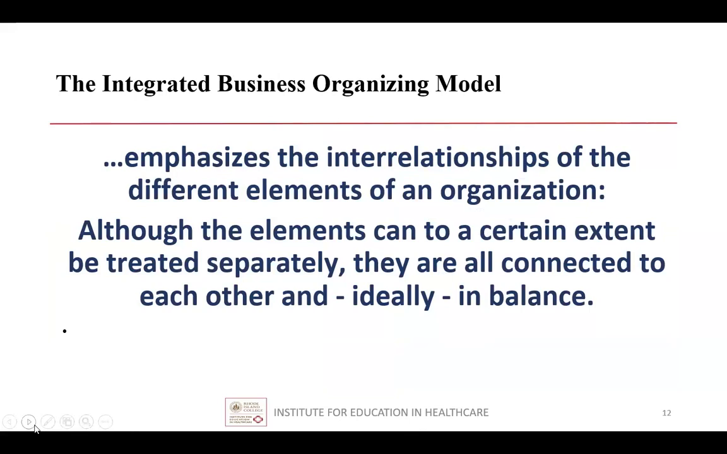When we think about the integrated business organizing model, which emerged out of the shift from traditional to learning organizations, we recognize that it becomes about emphasizing the interrelationships of different elements of an organization. And although the elements can, to a certain extent, be treated separately, they're all interconnected and in balance, where everything matters and everyone matters.